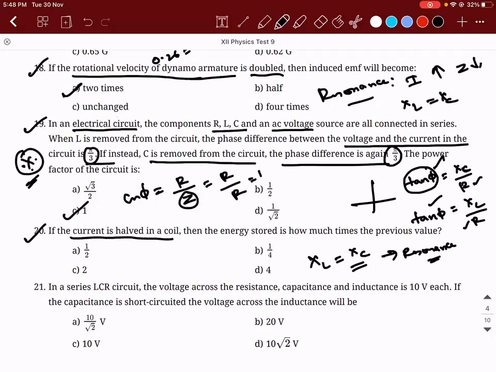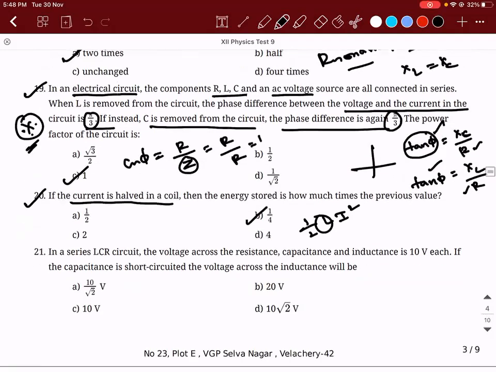If the current is halved in a coil, then the energy stored is how much times the previous value? So what is the energy stored in a coil? Half L i square. L is going to be the same. So current is decreased. What will happen to the energy stored? It becomes 1 by 4 times. Correct? 21.